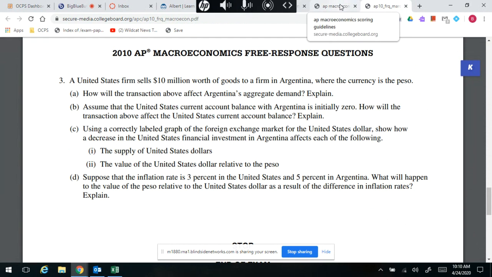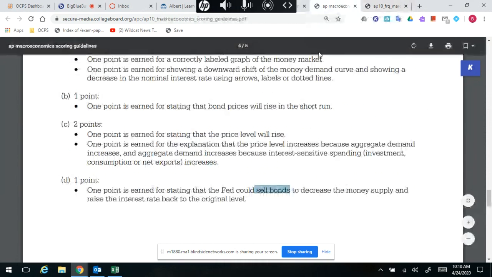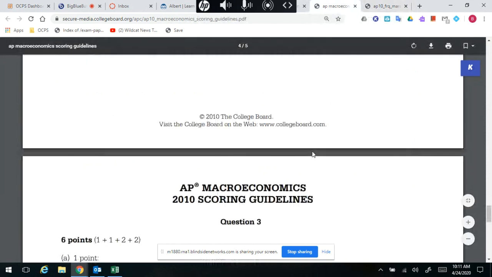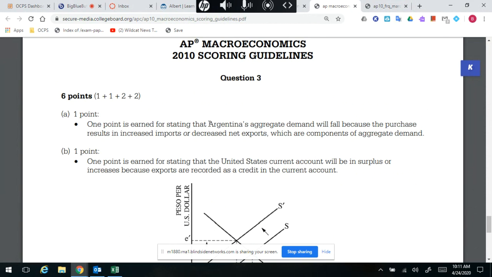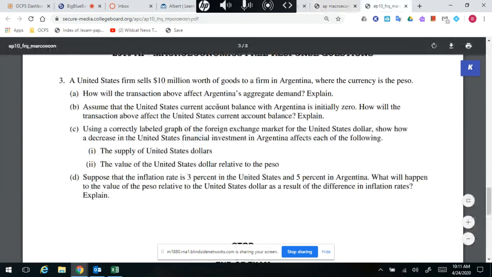So let's take a look here. How is it going to impact their aggregate demand? Because they have more of those leakages, more imports. Their net exports are going down. Net exports is a component of aggregate demand. So Argentina's aggregate demand will fall. Why? Because they've increased imports, or as I just stated, decreased their net exports.